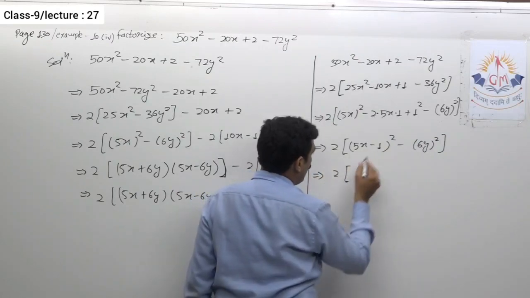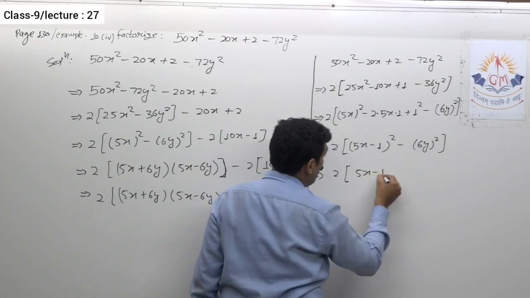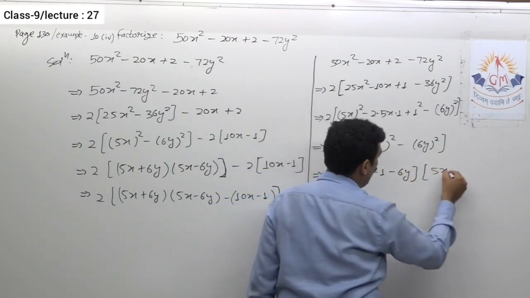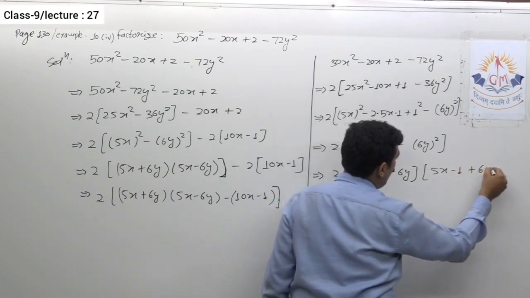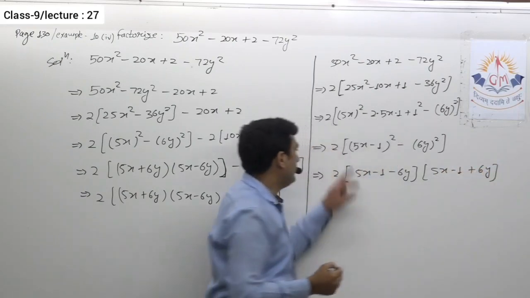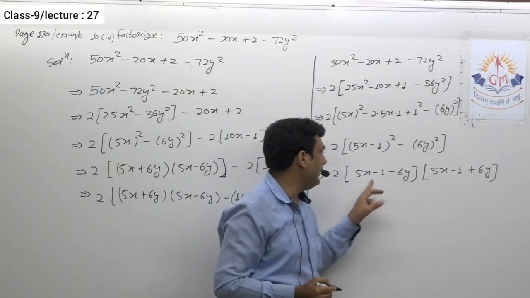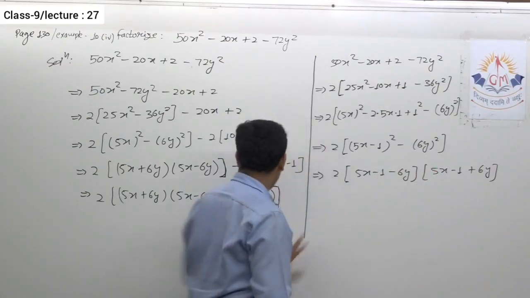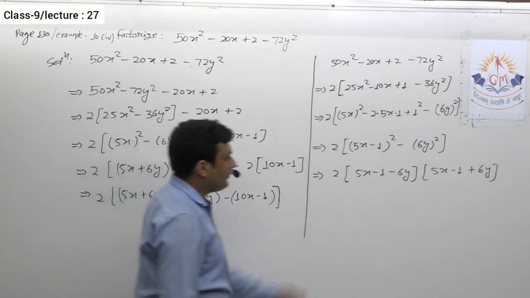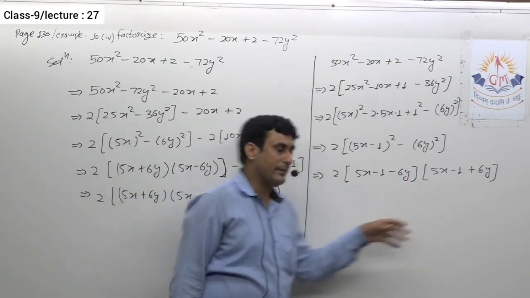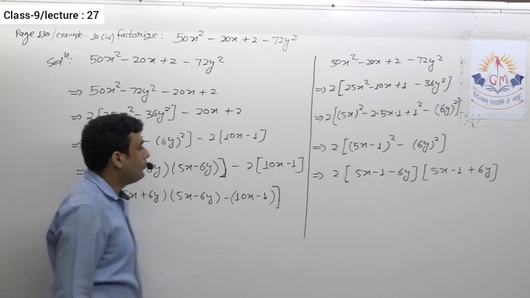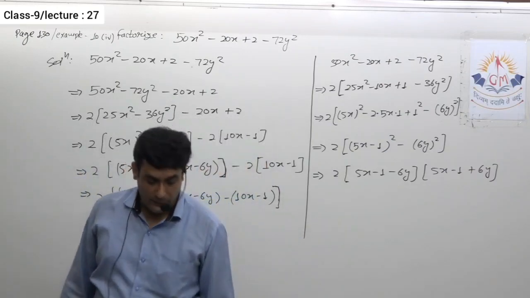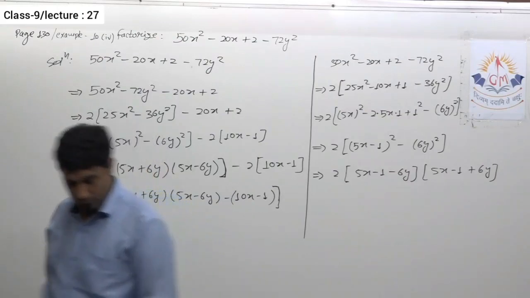So here 5x minus 1 minus 6y, and over here 5x minus 1 plus 6y, by applying the identity of a minus b, a plus b. So this is the answer. This is also correct, and the other is also correct. This is the better way, because here I got 3 factors and over there I got only 2 factors. So please note it down, then we will see the next question.